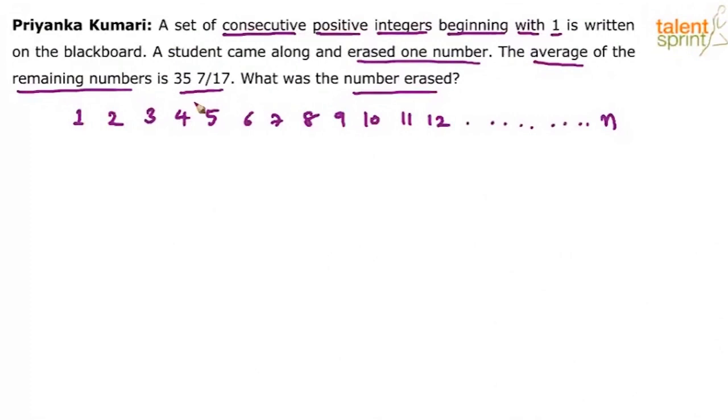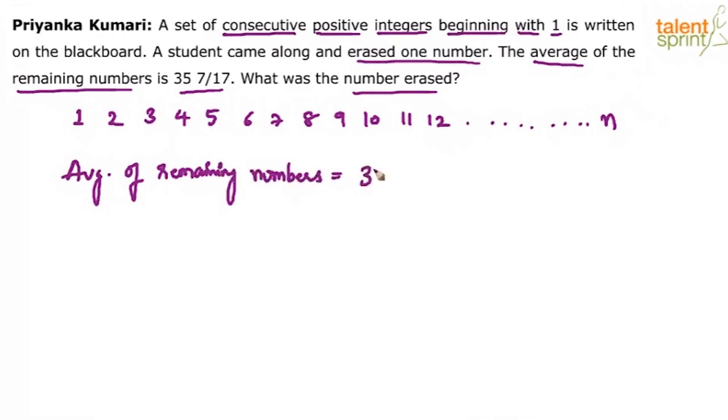So what do you understand from this? Some n numbers are written on the board. All these n are consecutive positive integers starting with 1, right? So 1, 2, 3, 4, and so on up to n. One of these numbers is erased and the average of the remaining numbers is 35 7 by 17. What is the number erased is the question. Now look at the average of the remaining numbers.